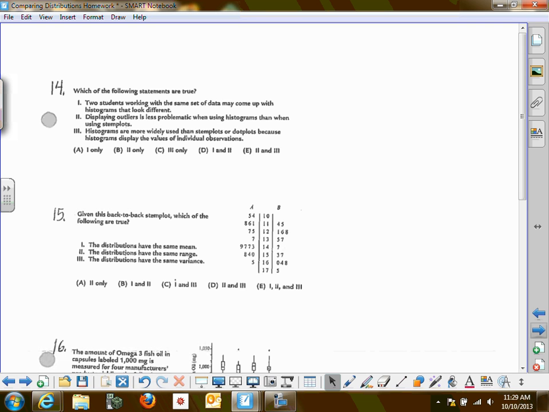Next, 7 left. Stay with me. I know this isn't our favorite thing to go through. It's pretty tedious. Here we go. Which of the following is true? If 2 students are working with the same set of data, they could come out with different looking histograms.